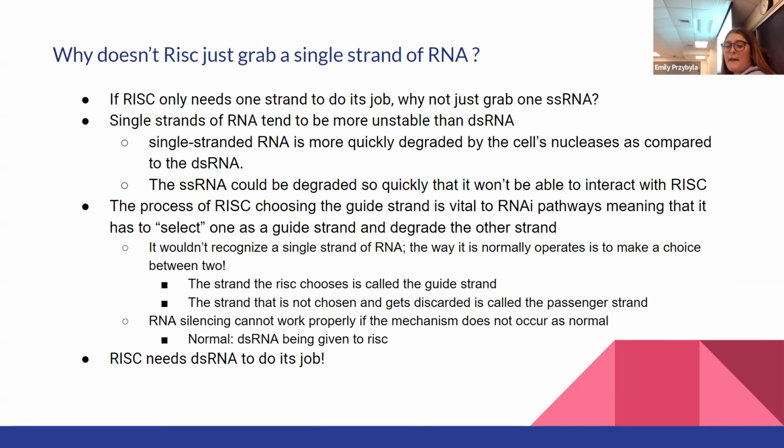Another reason is that the physical process of RISC picking up the duplex and choosing the guide strand is vital to the pathway's functioning. RISC needs to select a guide strand to do its job. It wouldn't really be able to recognize just a single strand of RNA floating around in the cytosol of the cell.